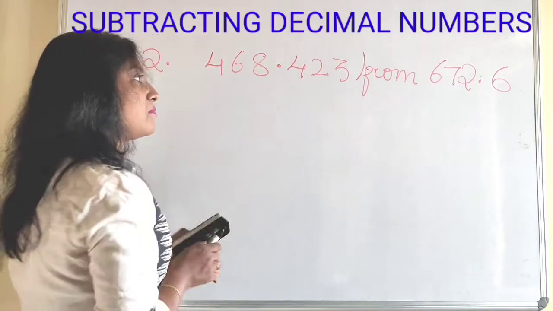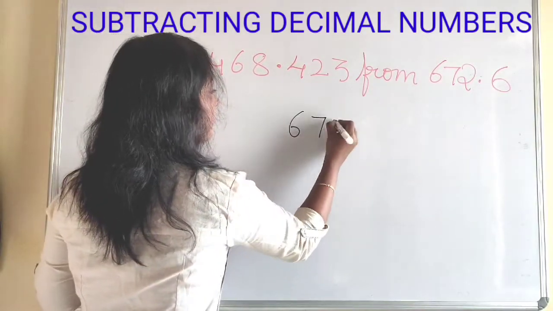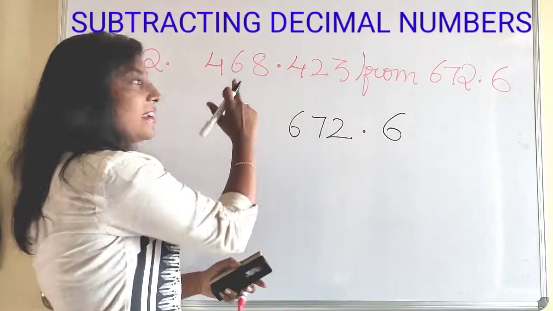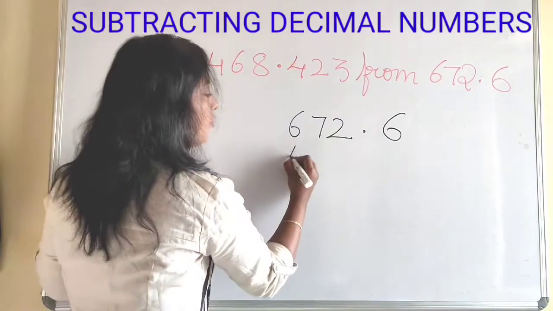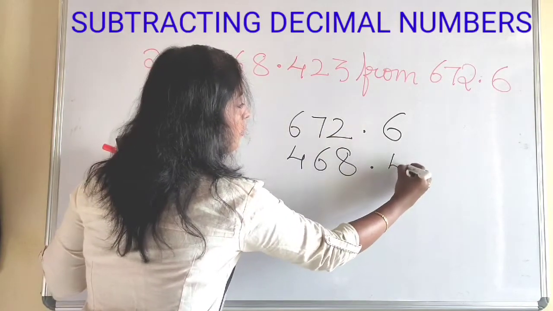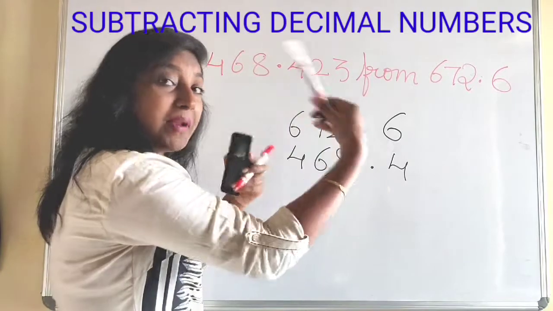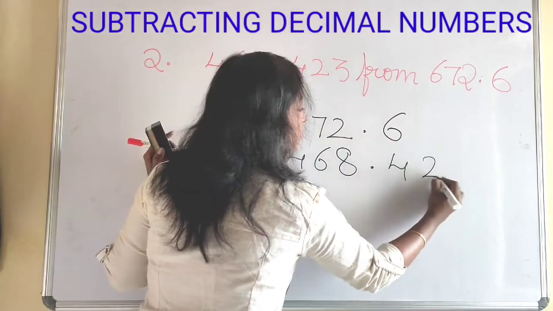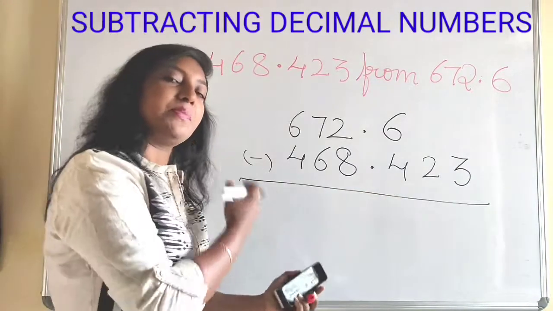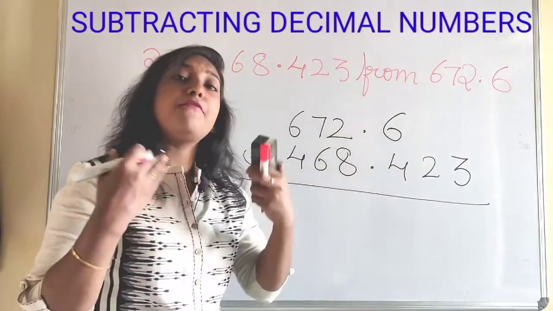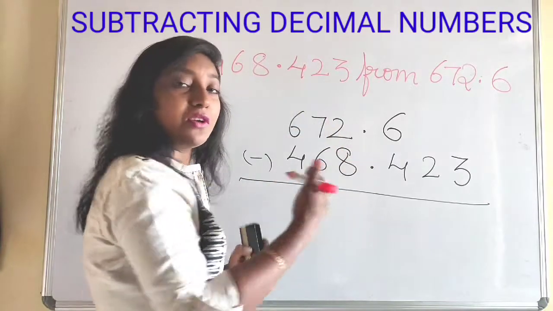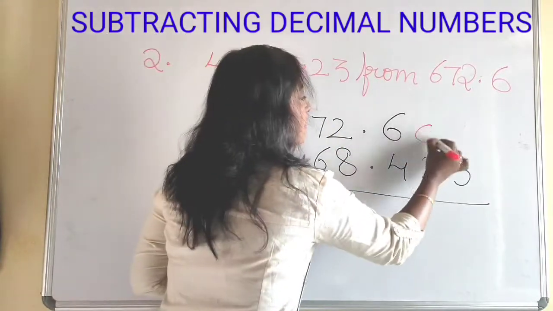So write the biggest number first, that is 672.6. And the next one is 468.423. 468.4, and here also we do have the places at the top of the number. So write the remaining 2 and 3. Now we have to do the subtraction. Whenever we do not have values at the top of the number, in order to subtract we have to place zeros. So start placing zeros here.